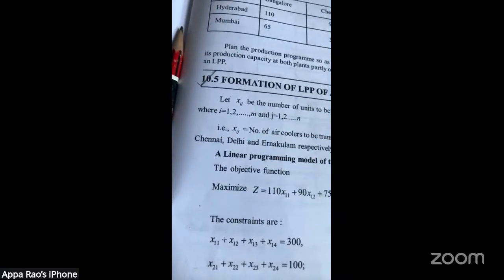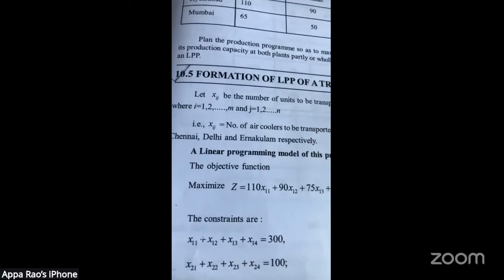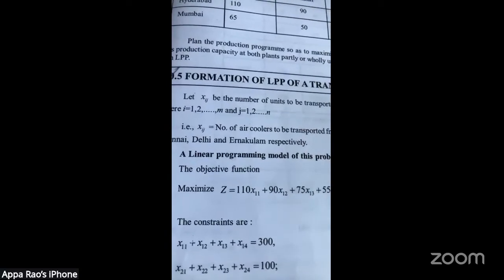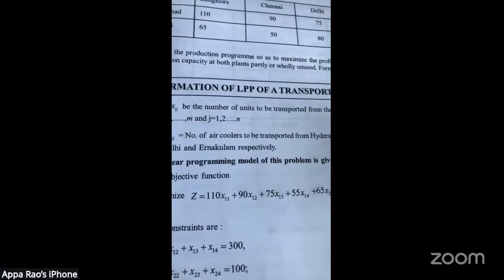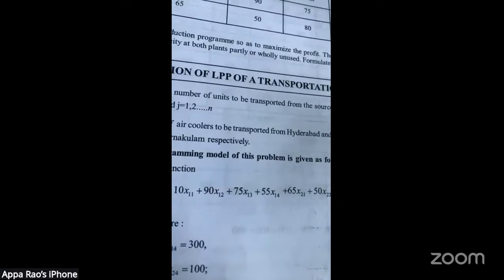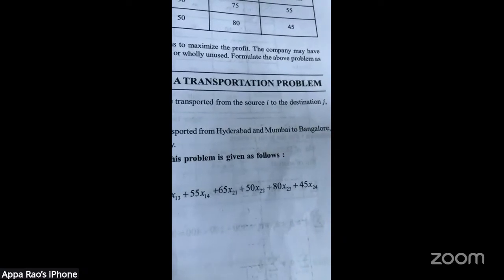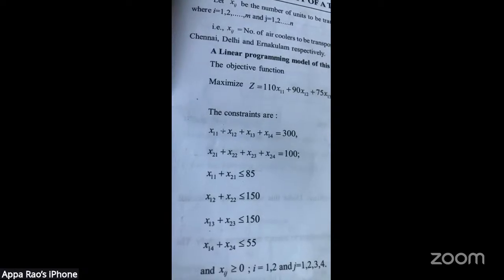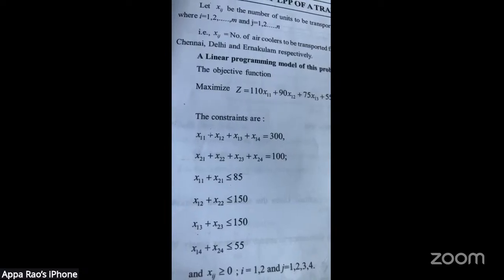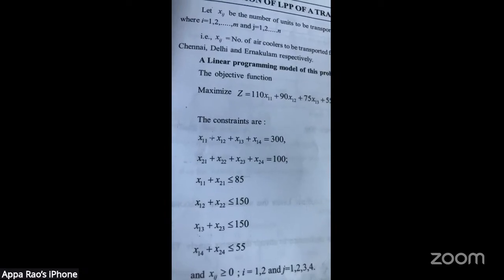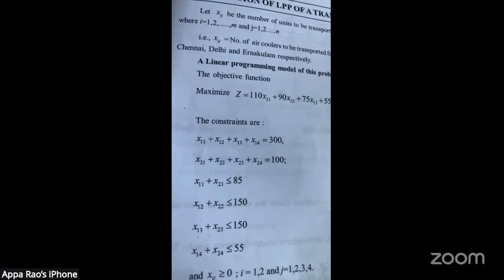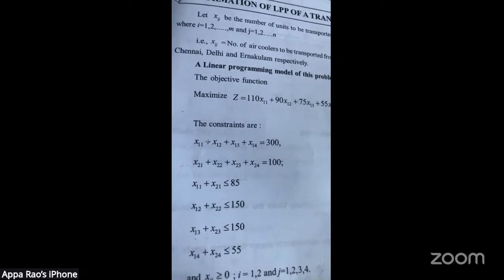The objective function: maximize Z equals 110 x11 plus 90 plus 75 plus 55 plus 65 plus 50 plus 80 plus 45. So the constraints are x11 plus x12 plus x13 plus x14 equals 300. x21 plus x22 plus x23 plus x24 equals 100.